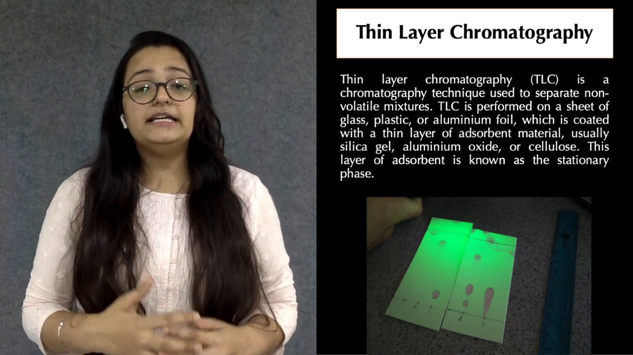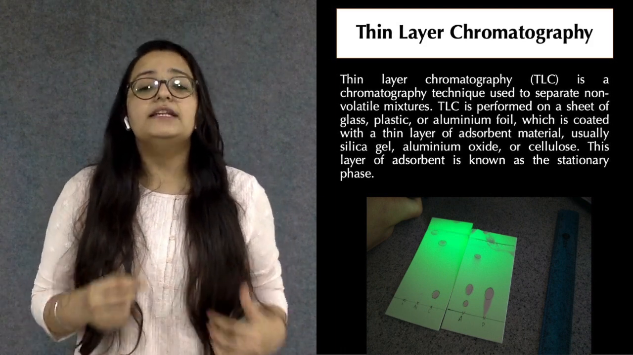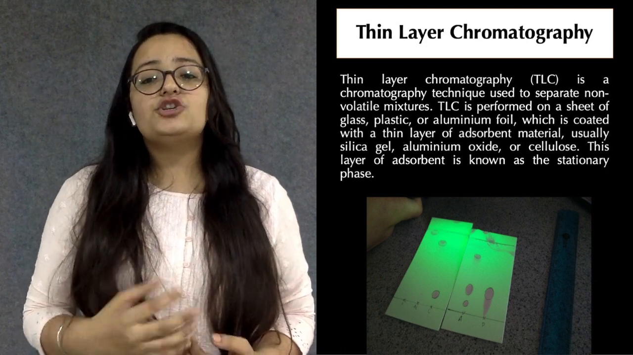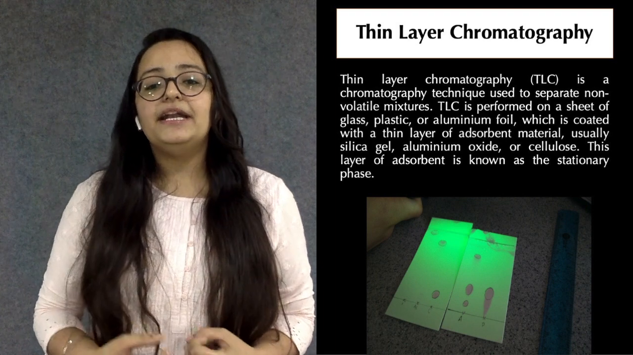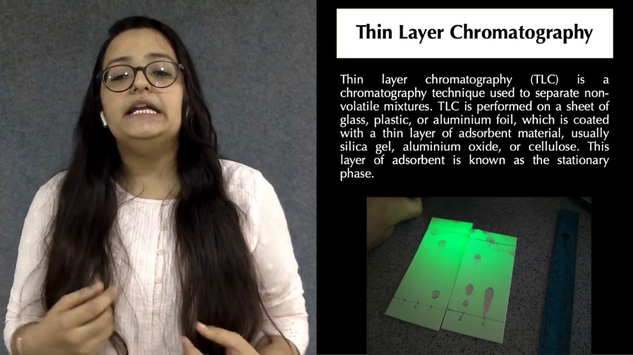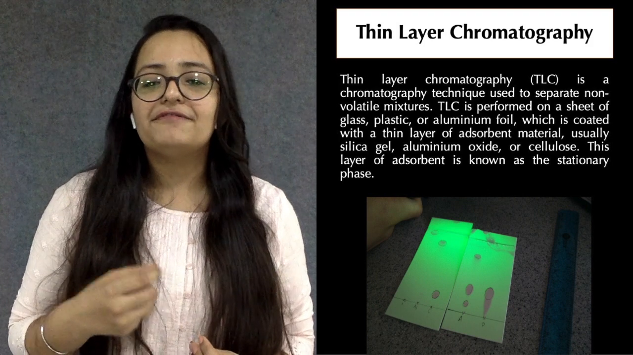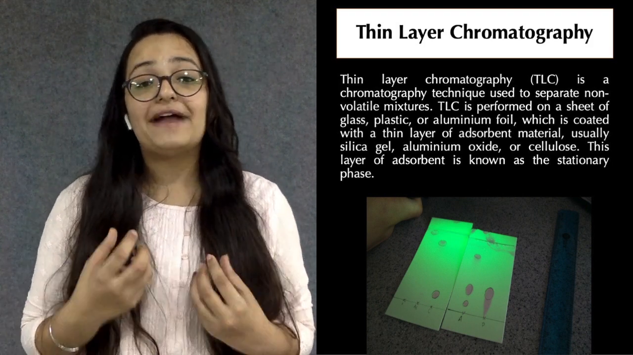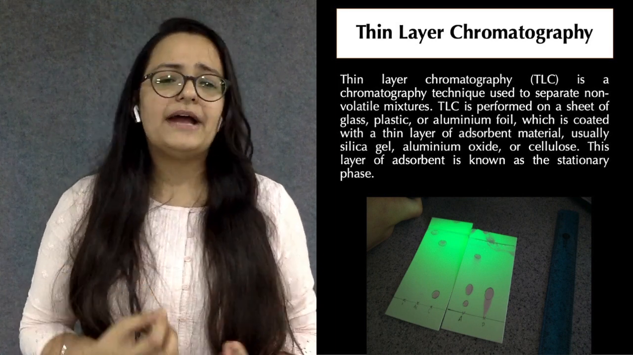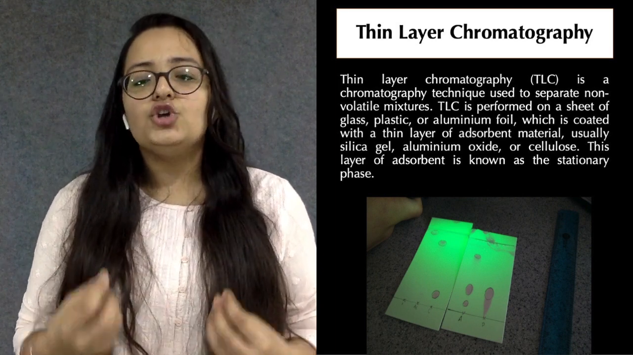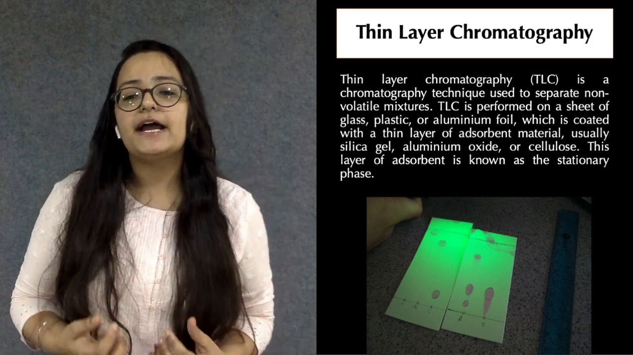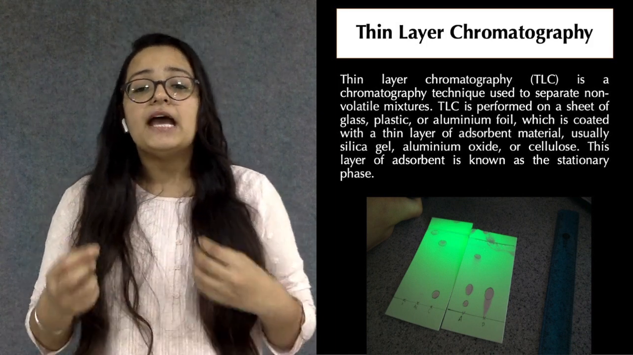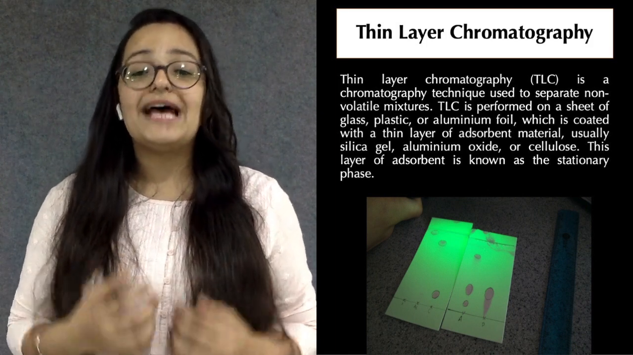Second important is thin layer chromatography. Thin layer chromatography is also known as TLC. TLC is a chromatographic technique used to separate non-volatile mixtures. TLC is performed on a sheet of glass, plastic or aluminum foil which is coated with a thin layer of adsorbent materials. Some adsorbent materials like silica, usually silica gel, aluminum oxide or cellulose. These kinds of materials are used, and these layers of adsorbent are known as the stationary phase.